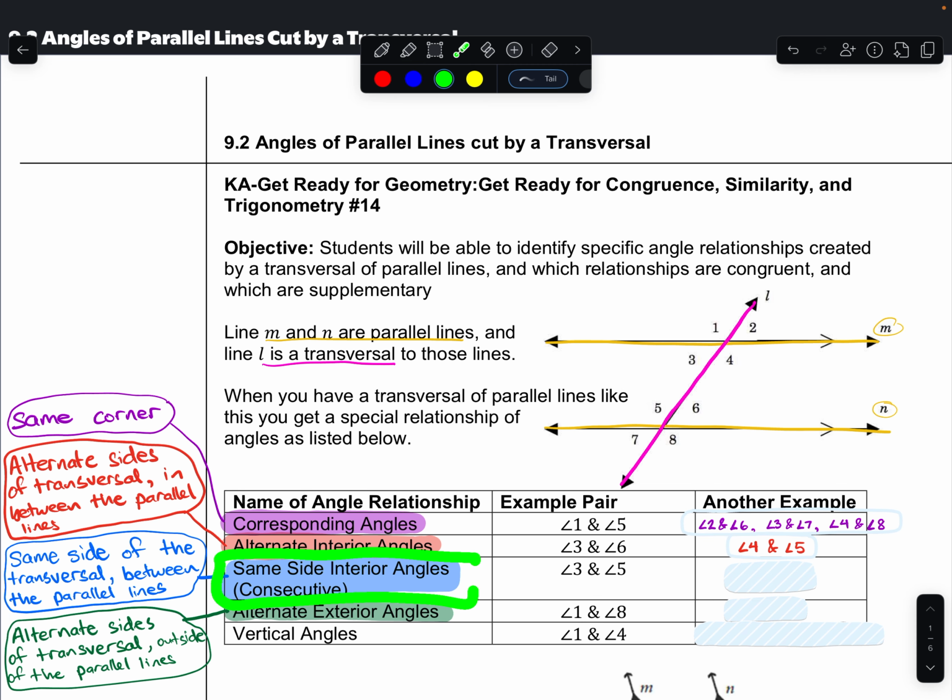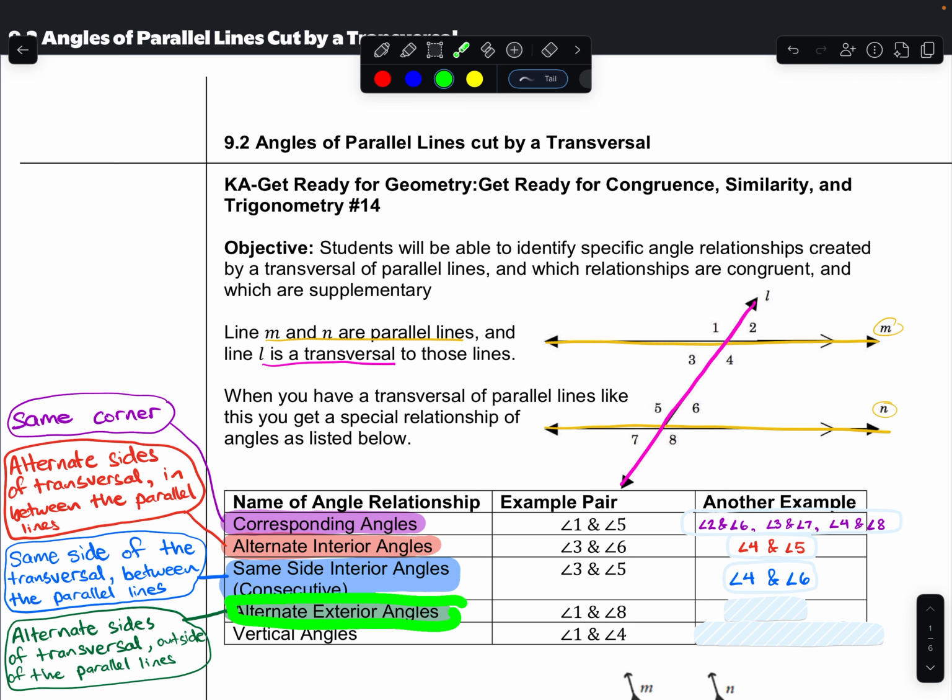Next, we have same side interior angles. Sometimes they're called consecutive angles. These are angles that are on the same side of the pink line, and they're interior to the parallel lines. So the example we have is angle 3 and angle 5. They're consecutive because I can just trace all the angles at once. Like there's angle 3, and right next to that is angle 5. They're both same side interior or consecutive. Can you guess the other pair of consecutive angles? If you guessed angles 4 and 6, those are the other same side interior or consecutive angles.